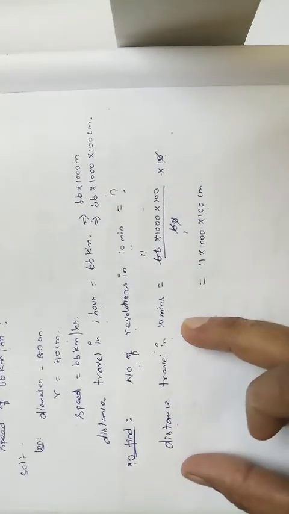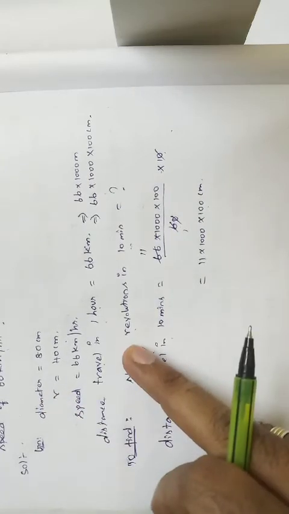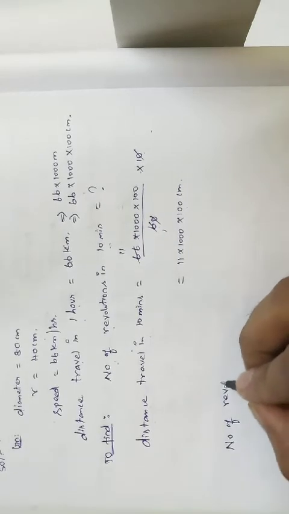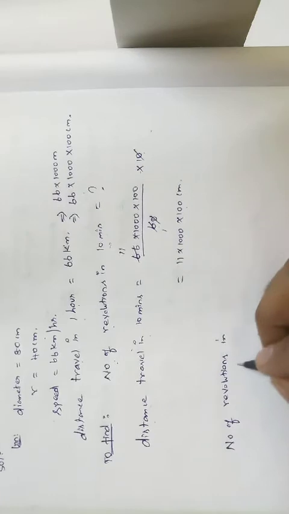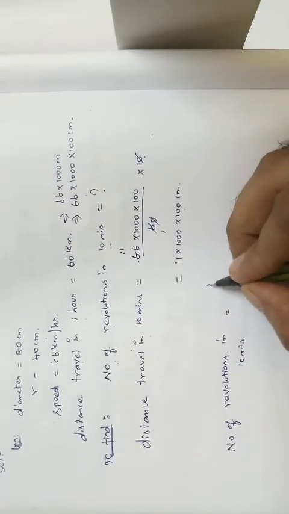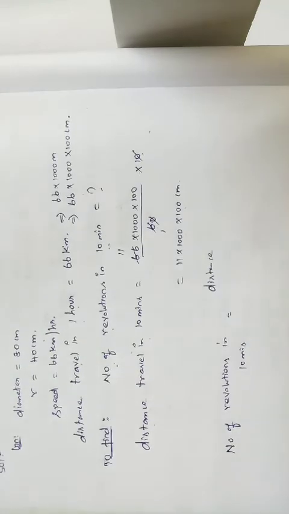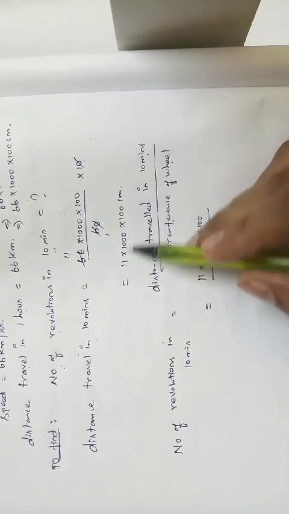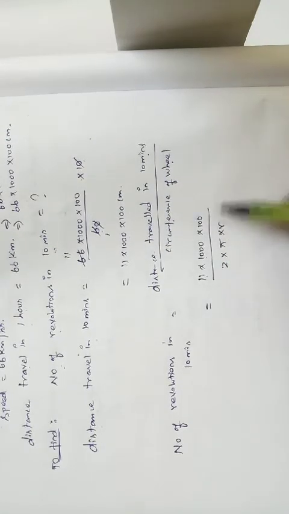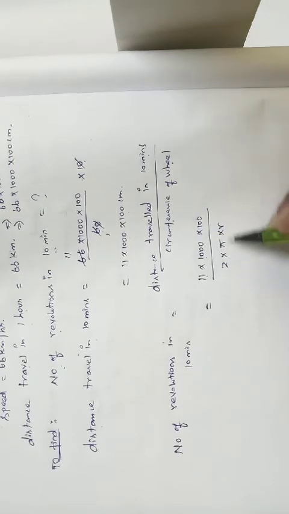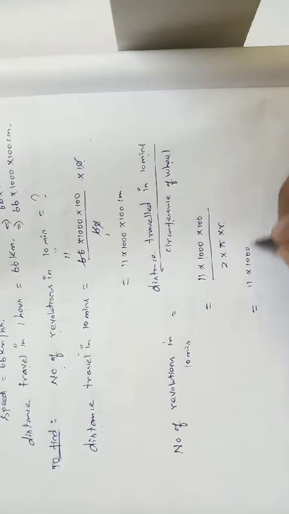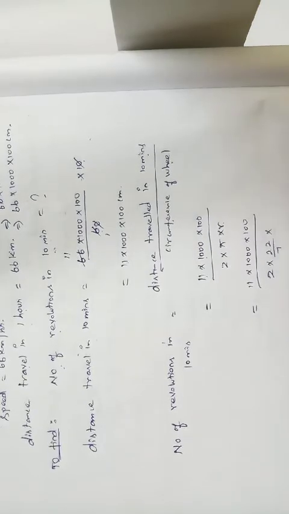Now we have the distance traveled in 10 minutes, and we have the radius, so we can directly find the number of revolutions in 10 minutes. Number of revolutions in 10 minutes is equal to distance traveled in 10 minutes divided by circumference of wheel. That is 11 into 1000 into 100 divided by 2 pi r, the circumference formula. Now we know the values of pi and r.